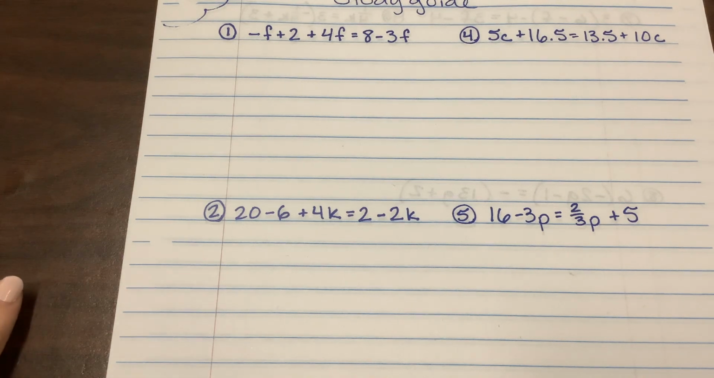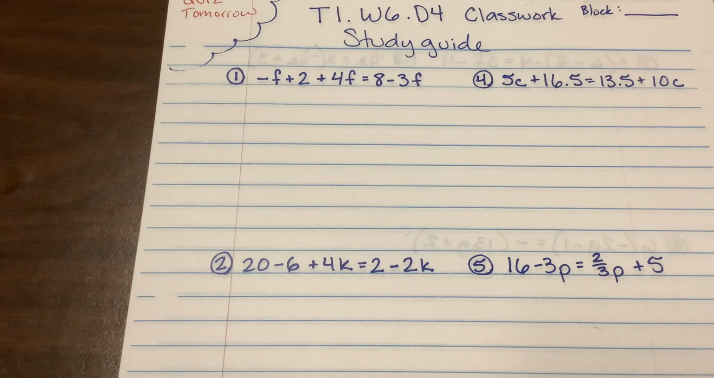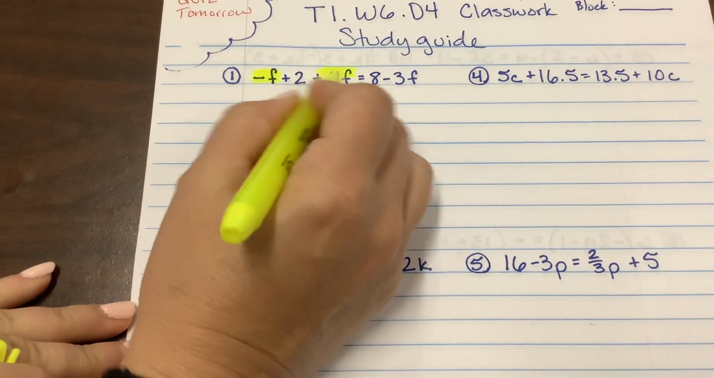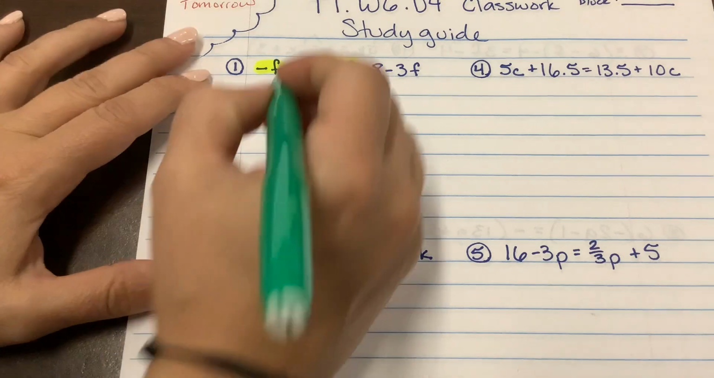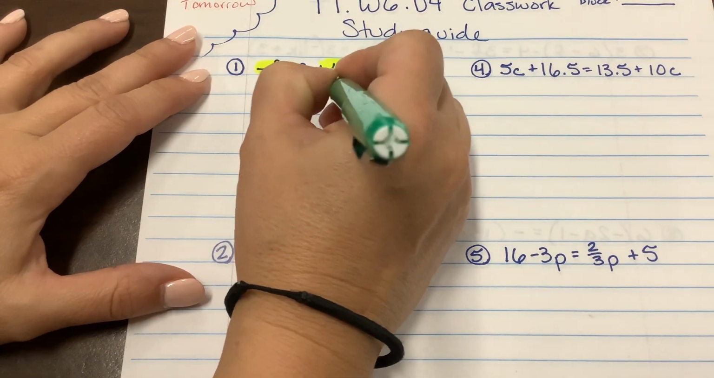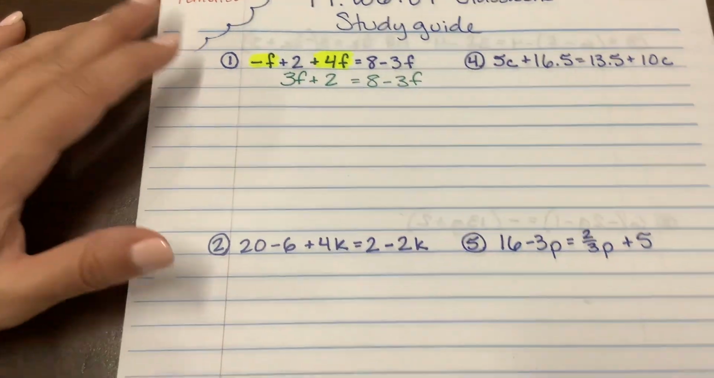Number 1 does not have parentheses, so we won't use distributive property. So we would move on to step 2, and step 2 is combining like terms. Okay, so our like terms in this case, negative 1f and positive 4f. When we say combine, we just mean to add them together. So it's negative 1 and positive 4. So now we have 3f, and we're going to copy everything else down. So the plus 2 comes down, and then 8 minus 3f comes down.